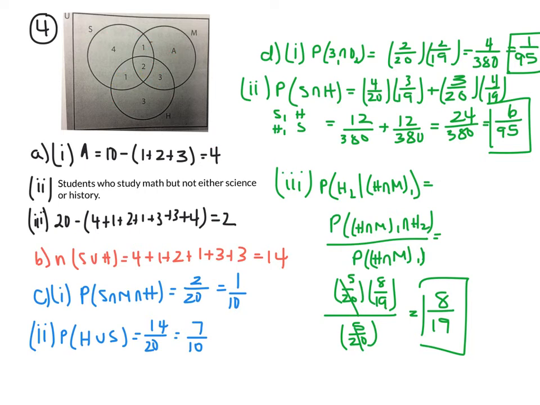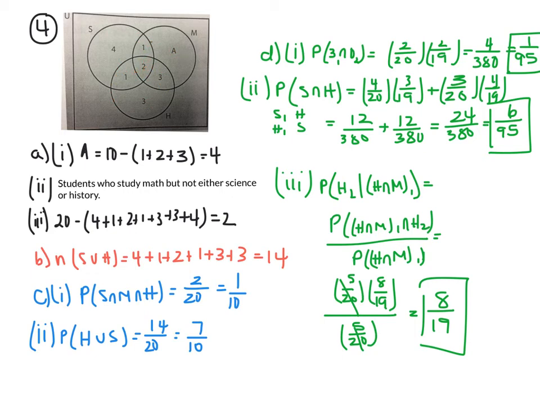For number 1, they want to know that the first student studies all 3 subjects and the other student does not study any of the subjects. So again, this is dependent. What happens on the first one affects what happens on the second one. So the probability that the first student studies all 3 subjects, there's 2 out of 20 total. After you've taken that one student out, there's now 19 left, but 2 of them still study nothing because all 3 subjects doesn't affect the no subjects.